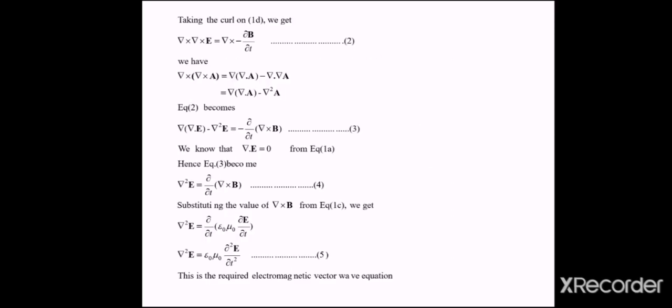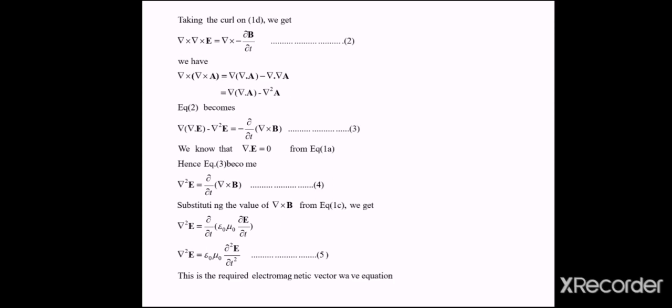So, we are deriving the equation. Taking the curl on equation 1d, we get del cross del cross E equal to del cross of minus ∂B/∂t. It is numbered as 2. We already know the relation del cross del cross A equal to del of del dot A minus del dot del A, that is equal to del of del dot A minus del square A. Substituting this relation in equation 2, we get del of del dot E minus del square E equal to minus ∂/∂t of del cross B.